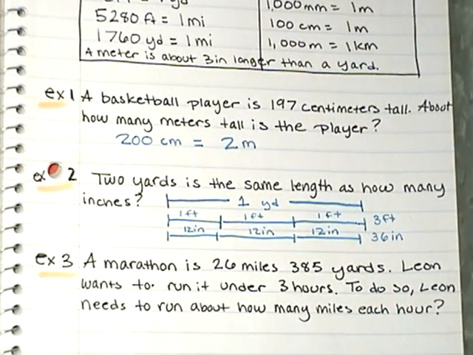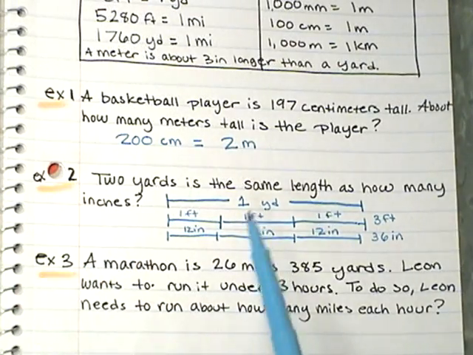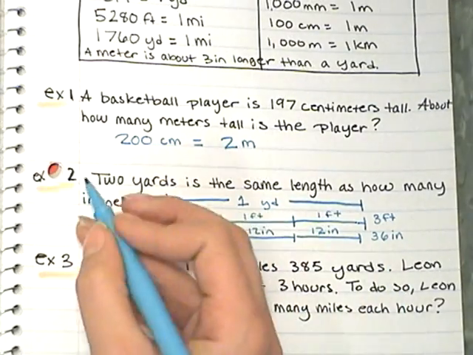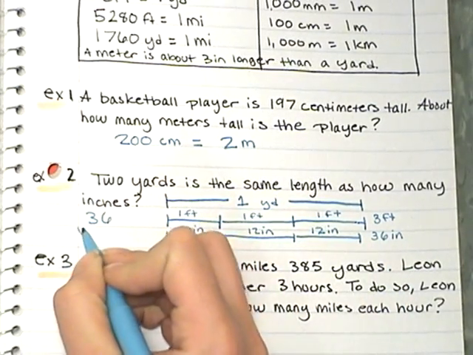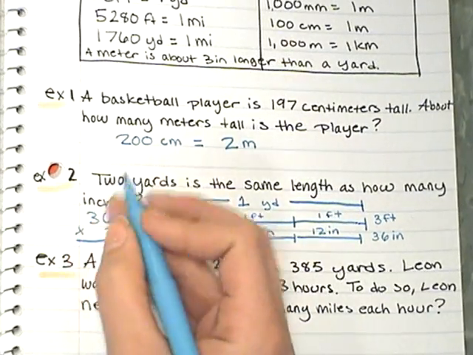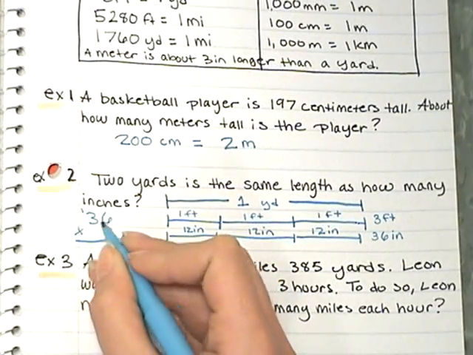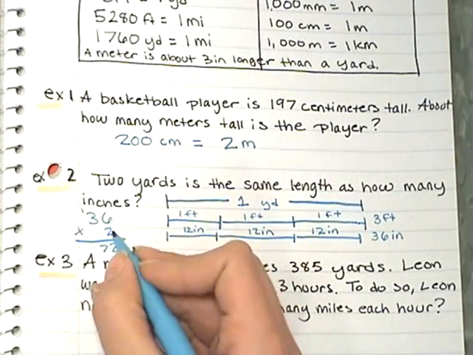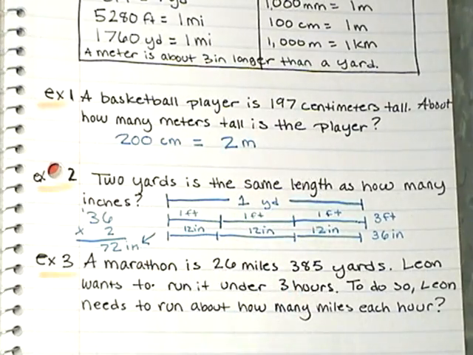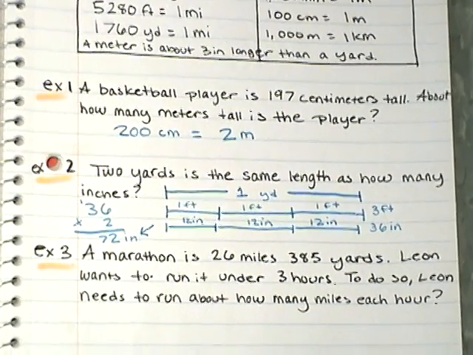Now, before you circle that as your answer, we're not done, because the problem says 2 yards. So if 1 yard equals 36 inches, we have to multiply that. 36 times 2, because we're dealing with 2 yards. 2 times 6, 12. 2 times 3, 6 plus 1, 7. So 72 inches would be your answer. Right there. 72 inches is the same length as 2 yards. Alright, go ahead and do the next one.